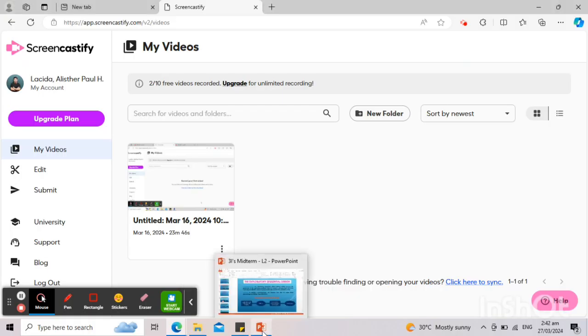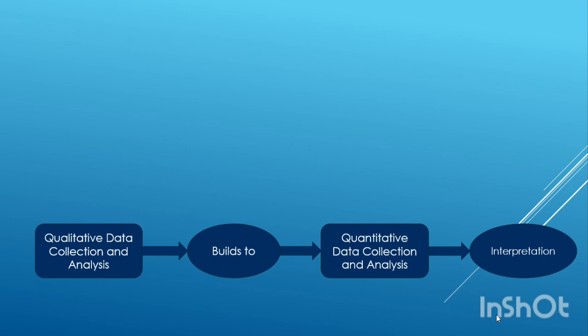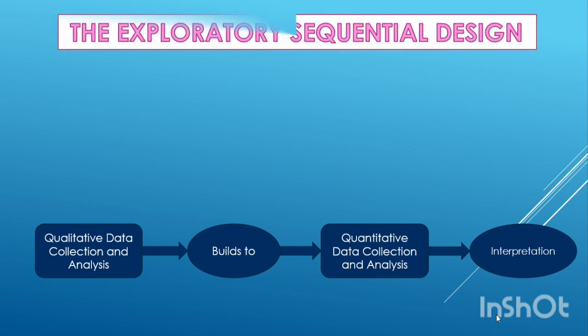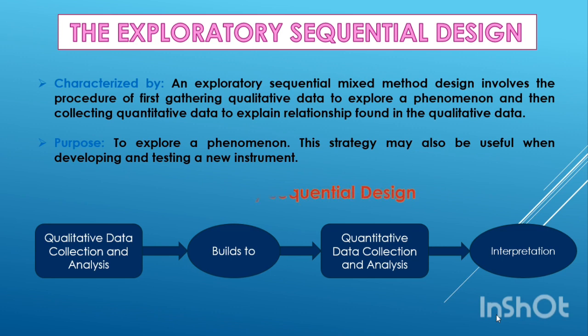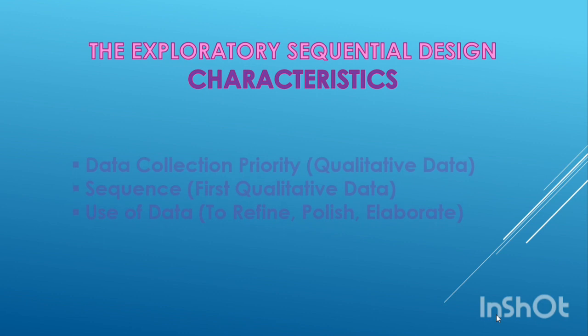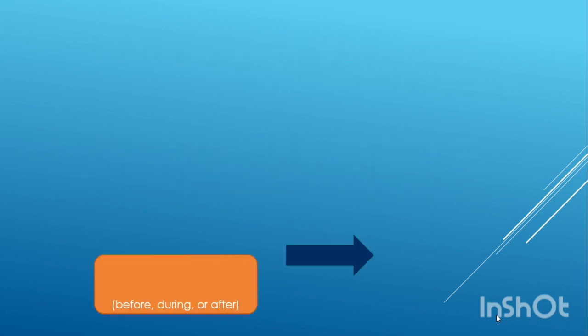Okay, so since naputol ang pag-record, let us continue. We are done with the exploratory design, so let me proceed to its characteristics. The priority nga data nga i-collect ni exploratory sequential design is the qualitative data. So ang pinakauna is ang qualitative data followed by the quantitative data.